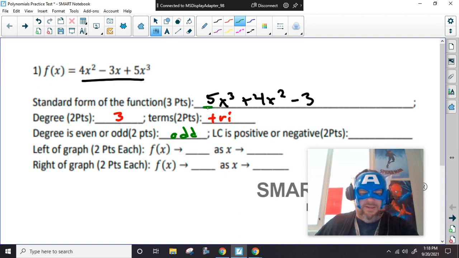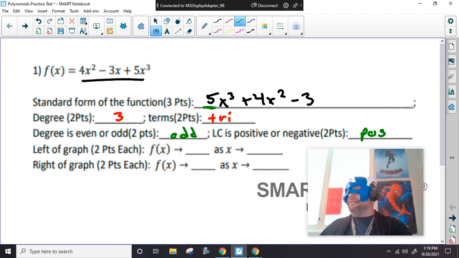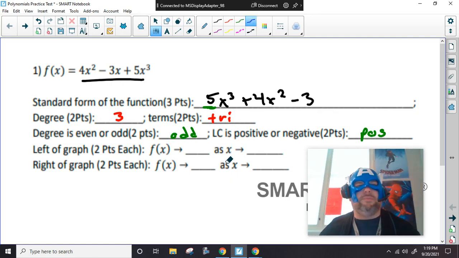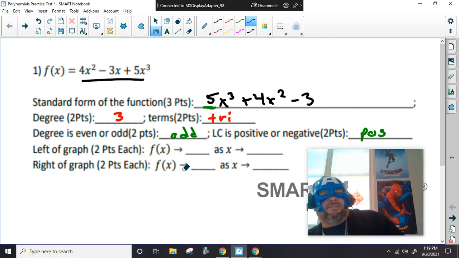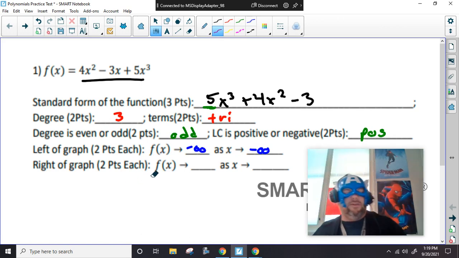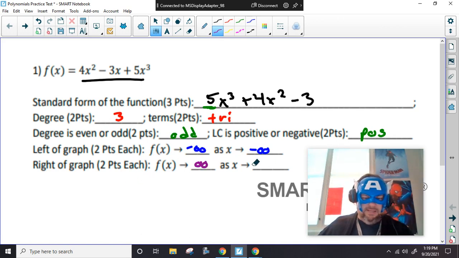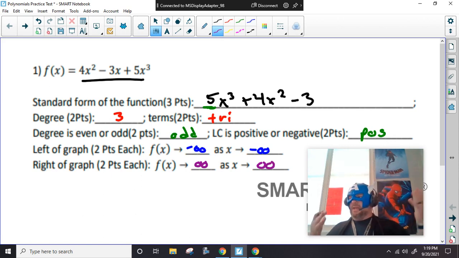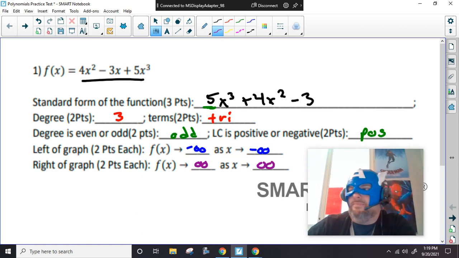LC being positive or negative. Here's our leading coefficient. This happens to be positive. You could either write this or do a plus or minus sign. Those are also 2 points. Now, our definitions will be up here on the board as what this is supposed to look like. So degree of odd, LC is positive, so this goes to negative infinity as x goes to negative infinity, and then the right side of the graph goes to positive infinity as x goes to positive infinity. And that's kind of it.